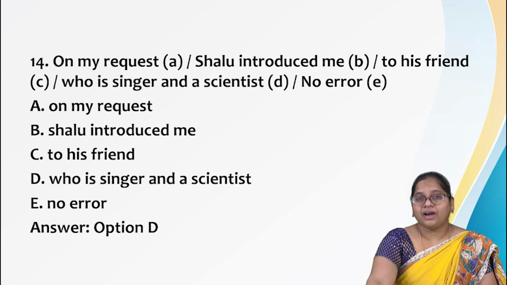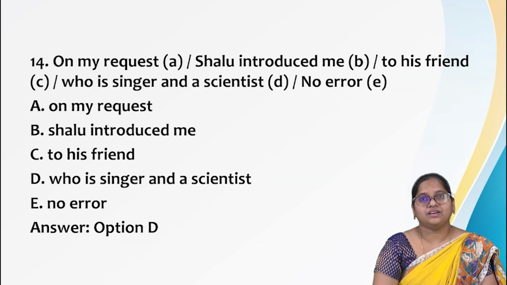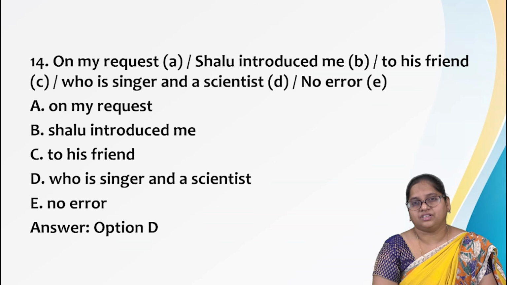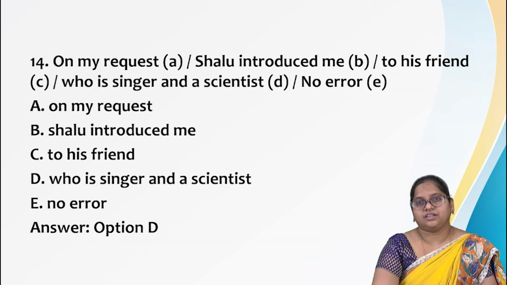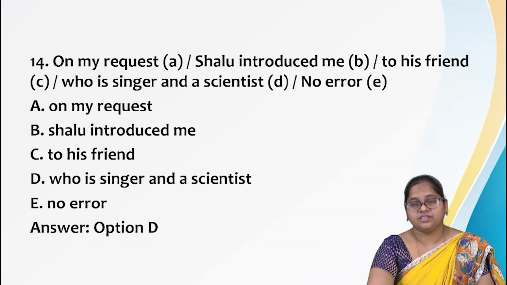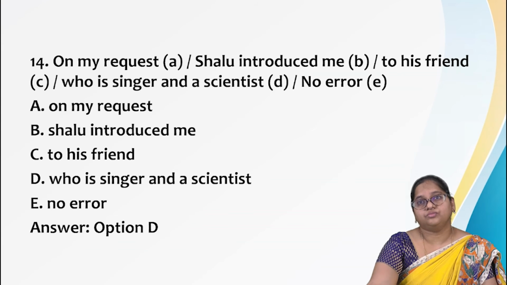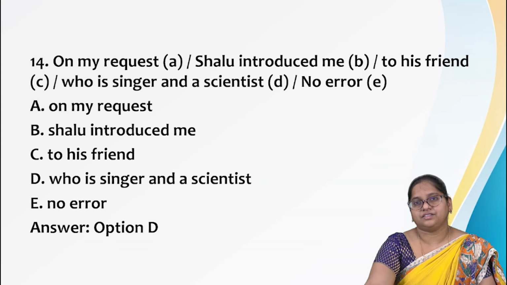Fourteenth question: "On my request, Shalu introduced me to his friend, who is singer and a scientist." It means who is a singer and a scientist. You don't say who is singer; you have to add an indefinite article, so not adding it is wrong. You have to say a singer and a scientist. So option D is the error here, and that's the answer.